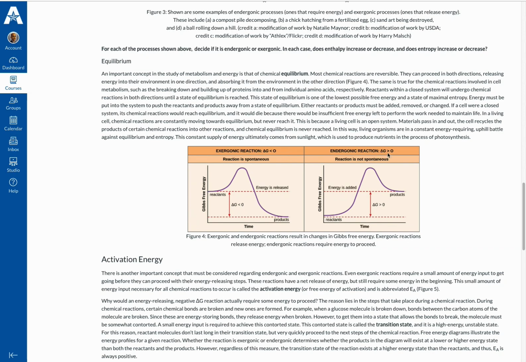Okay, equilibrium just refers to a state of total and complete entropy, and living systems are constantly in a battle with entropy. Entropy is our enemy, and we constantly have to take in energy in order to fight off this equilibrium. So when we're in a state of total, complete equilibrium and entropy, we're probably dead.